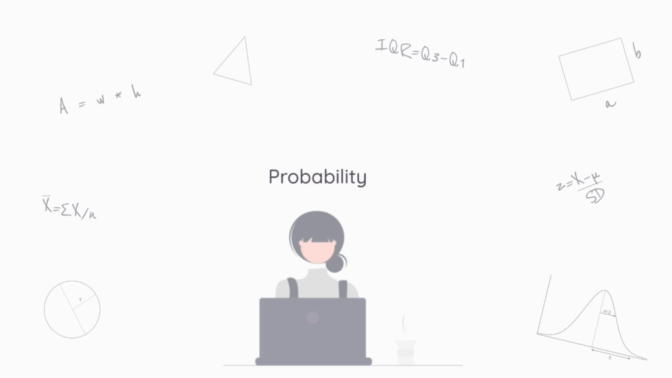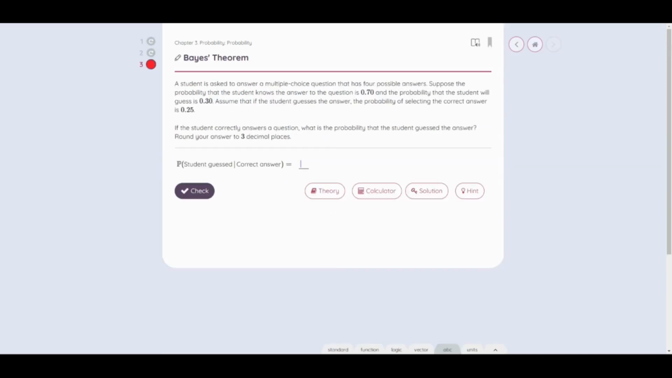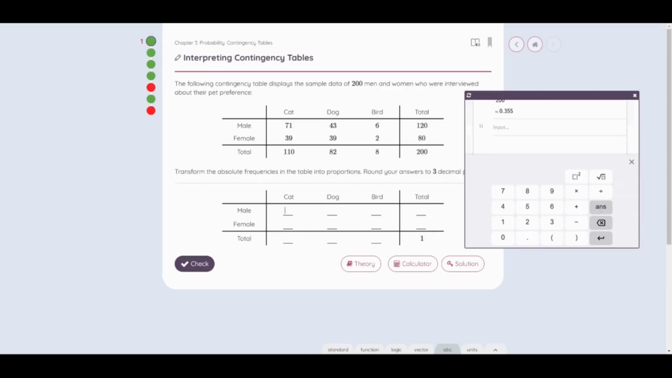The probability chapter covers fundamental concepts such as sets, random experiments, events, and probability rules, including the law of total probability and Bayes' theorem. Here we show an example on sample spaces, with multiple input fields for students to fill in. The end of the chapter on probability covers contingency tables and how to interpret them.